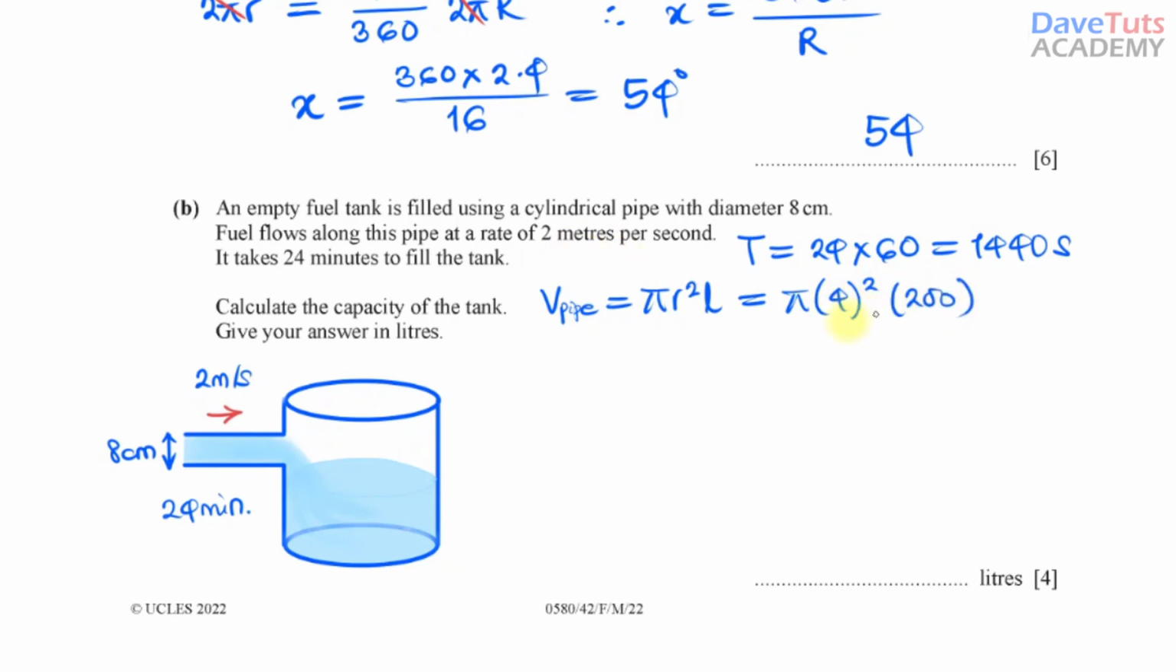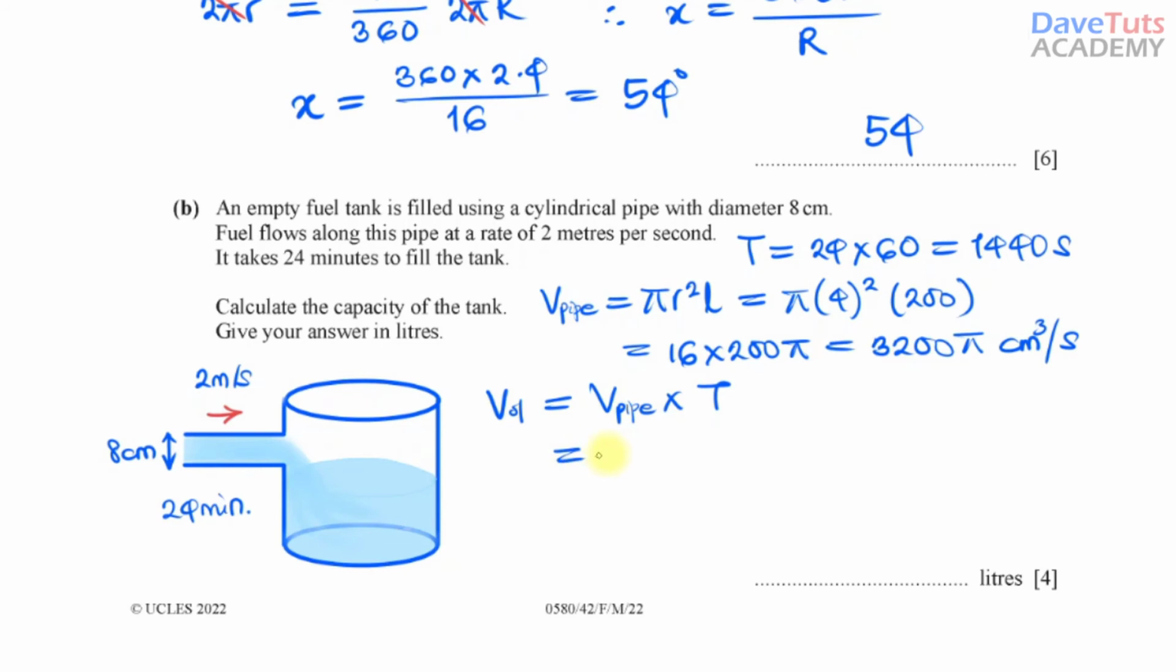So 4 raised to the power 2 is 16, so we have 16 times 200 pi, and that will be 3200 pi centimeter cube. Now we have it as per second because it's a flow rate. I'm using that flow rate because once we look at the time, then we can get the original capacity of the tank. So the volume of the tank is going to be the flow rate in the pipe multiplied by the time that we have.